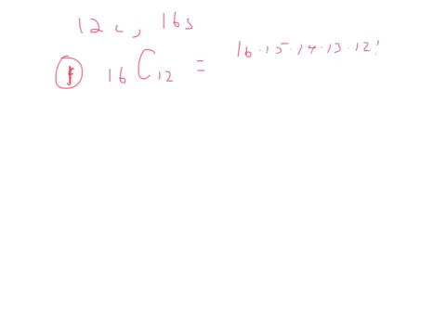In 10, we've got 12 chairs and 16 students. So in the first part, it says how many different groupings where all the seats are filled are there if order does not matter. Well, we've got 16 students and we are choosing 12 because order doesn't matter. So we have 16 times 15 times 14 times 13 times 12 factorial all over 12 factorial times 4 factorial.